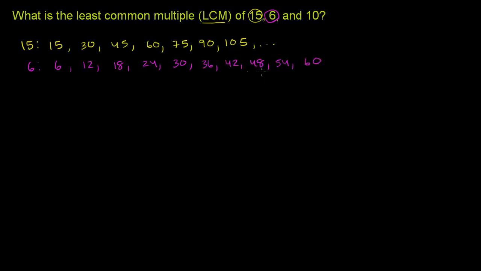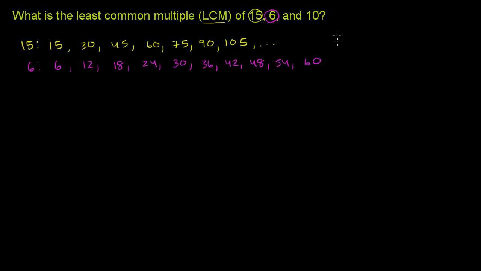60 already looks interesting because it is a common multiple of both 15 and 6. Although we have two of them over here. We have a 30 and we have a 30. We have a 60 and a 60. So the smallest common multiple, if we only cared about the least common multiple of 15 and 6, we would say it's 30.